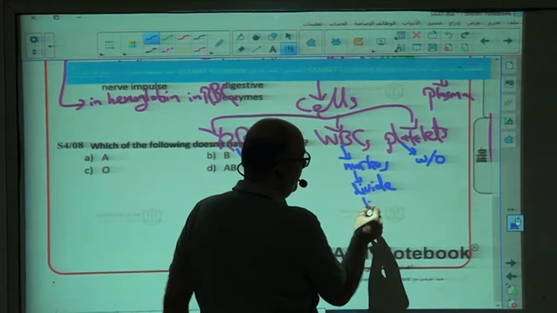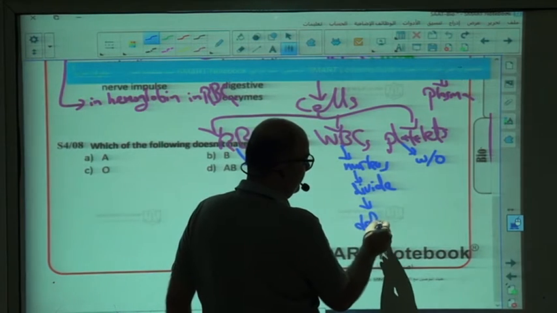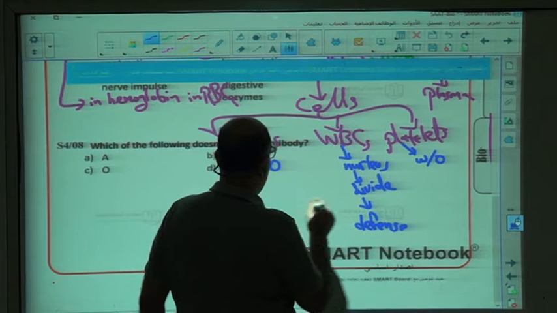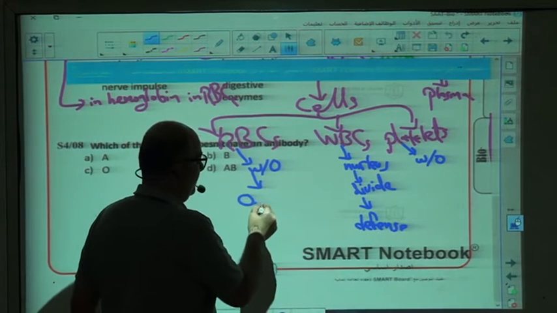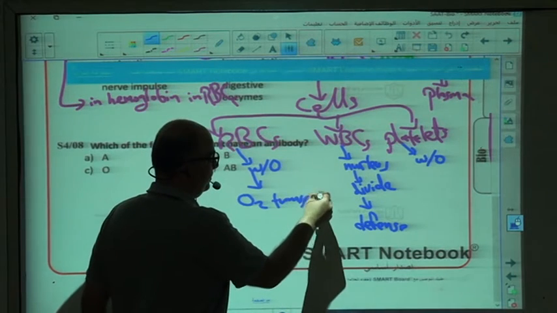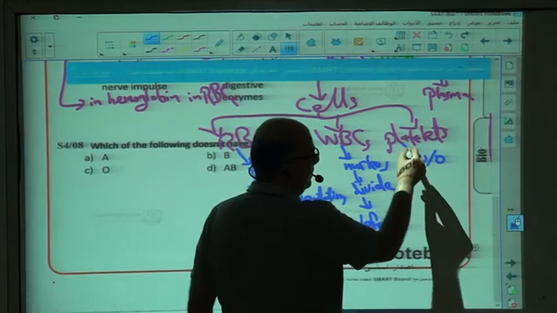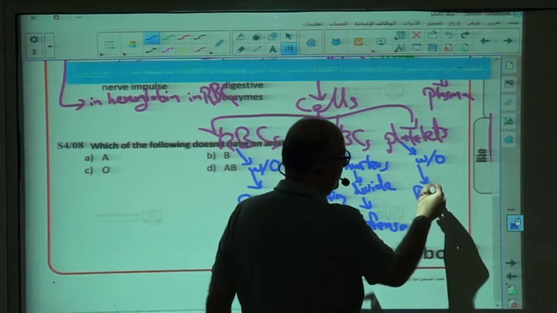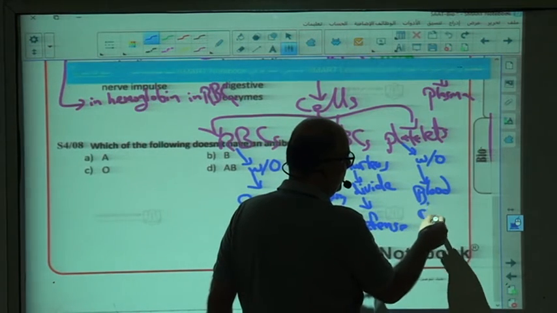So the function of the white blood cells is defense. Here, guys, the function of the RBC is oxygen transportation. The function for the platelets, what, guys? Clotting.